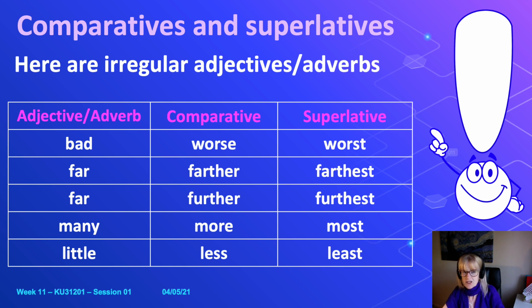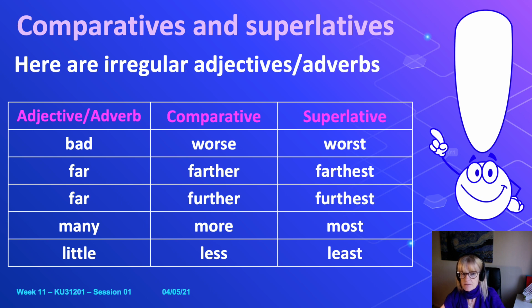And then the adjective far, meaning far away, there's two different ways we can do the comparative and the superlative. We can say farther and farthest. So you could say the hospital is farthest from my house, or we can use further and furthest. So either of those ones are correct. So that's why there's two examples in the table.